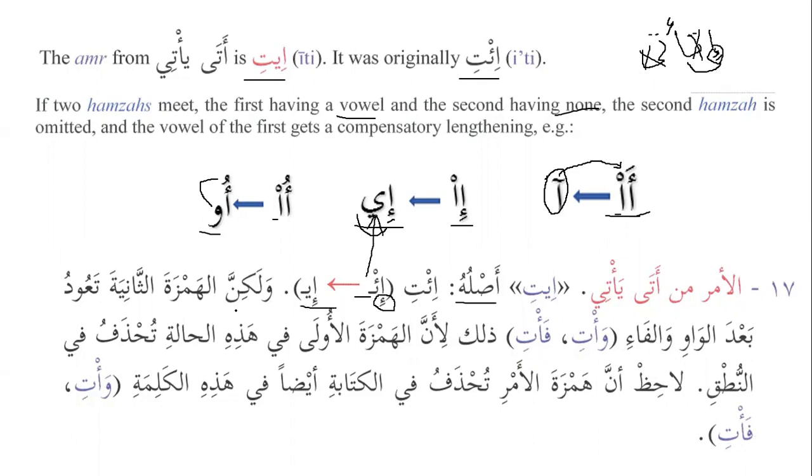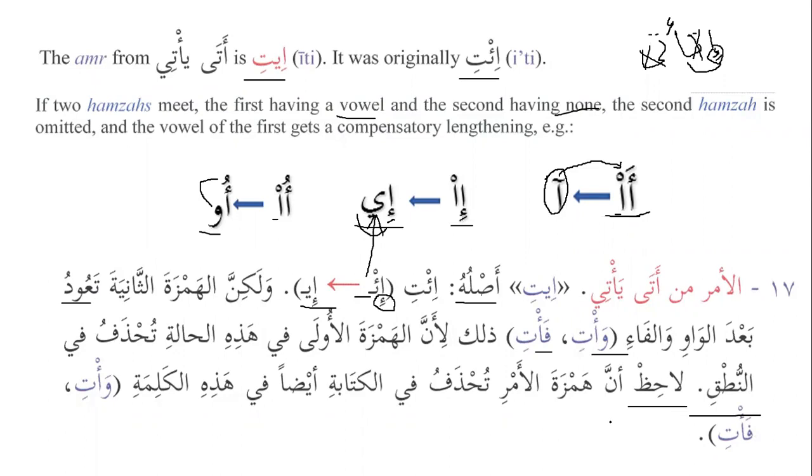So it becomes ya. ولكن همزة الثانية تعود, but the second hamza comes back. So that is the second hamza over here. When does it come back? بعد الواو والفاء. So after waw and fa, the second hamza, which is sakin, comes back. So for example, when we say wa'ti, bring, because now we have to connect it, the second hamza comes back. Similarly, fa'ti, and the second hamza has come back. So that's what we need to be careful about. Why does it come back? ذلك لأن الهمزة الأولى في هذه الحالة تحذف, because in this situation the first hamza will be dropped during the pronunciation, في النطق.